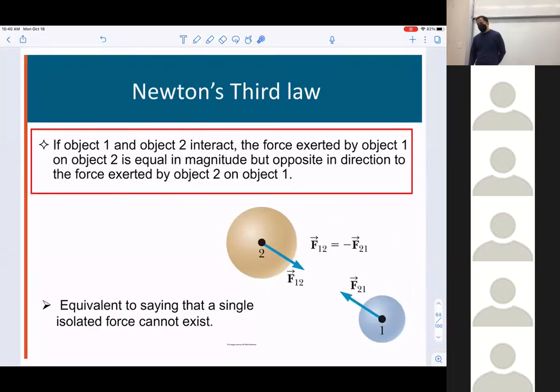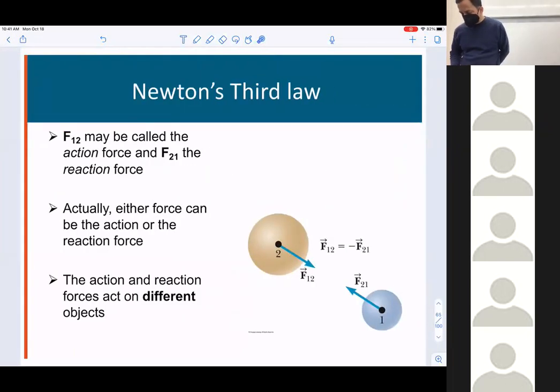Another way of saying this is that there isn't a single isolated force. Forces always exist in pairs. So if something is exerting a force on something else, that something else will exert a force on the first thing. So there's always this pairwise connection. And notice that these force pairs, according to Newton's third law, they act on different objects. That is, F12 is the force that 1 exerts on 2, but F21 is the force that 2 exerts on 1. Right?